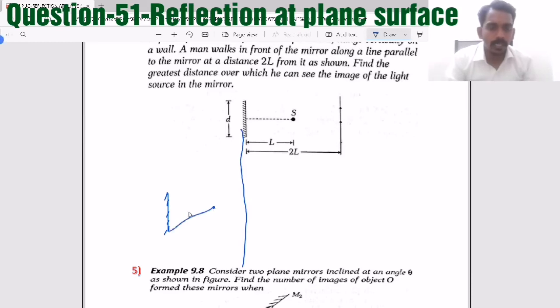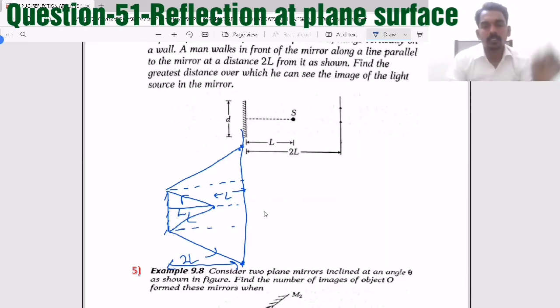Now when light reflects from the edge, it will reach one point. So here he will start watching the image, and at the other edge when it reflects, it will reach another point. Till this point he can see the image. So here this value is L and this value is 2L. Then this also will become how much? L. Then here this is reflection, this is also reflection. Now you have to find this total length, where the mirror width is given as D. How to find it?